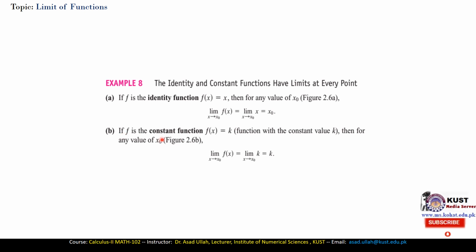Now in part B, the constant function f of x is equal to k is chosen, and again we are to check the limit of this constant function at the point x is equal to x naught. So limit x tends to x naught, f of x, that is the function value, is equal to k. So k is constant, so as we go towards the point x naught, the function value, that is k, remains the same. There is no variable inside k or in multiplication with k, so k will remain the same. So the limiting value of the constant function is again the constant k.